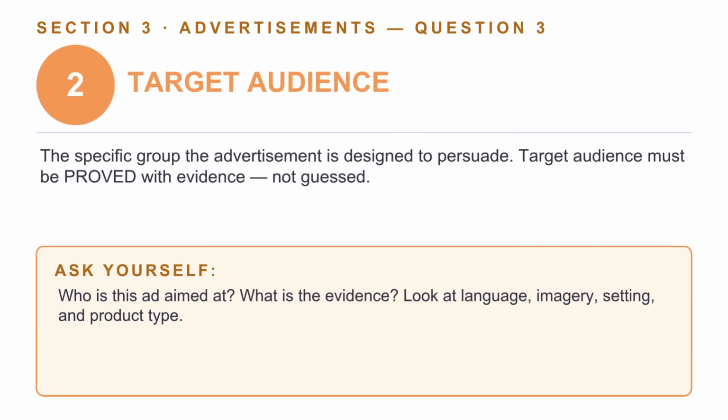The target audience is the second specific group of people that the advertisement is designed to reach and persuade. When the examiner asks who the target audience is, they want more than just women or young people. They want to know how you can tell from the evidence in the advertisement. Look at the language level, the imagery, the setting, and the product type. The target audience is proven, not guessed.